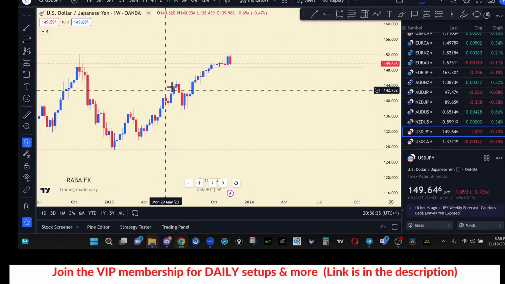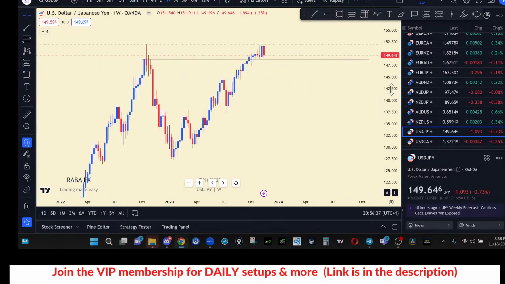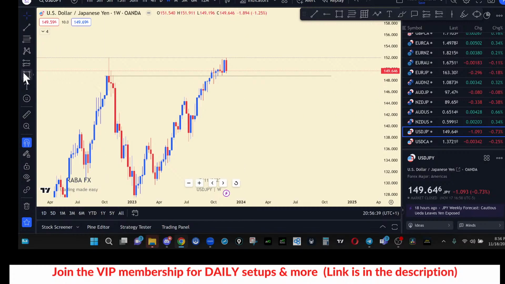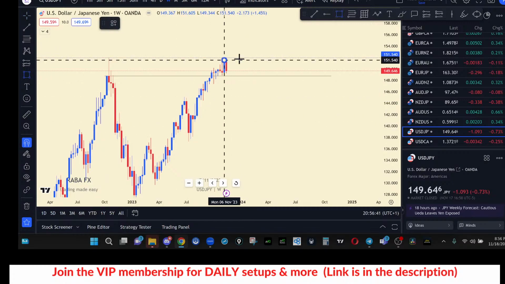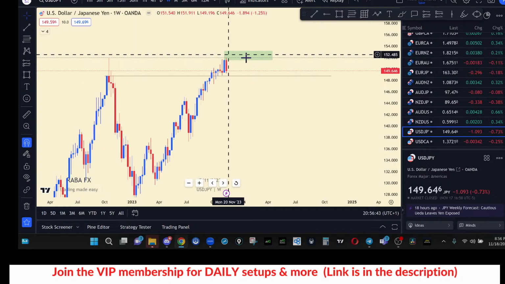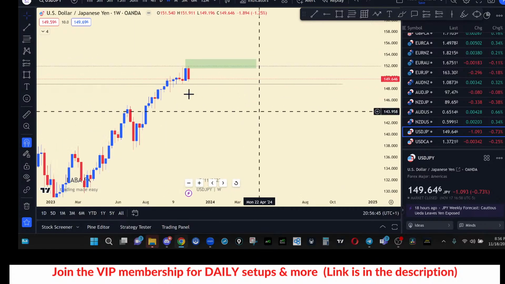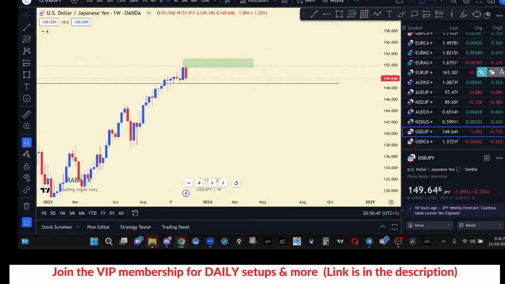Now on the weekly, we created a fresh resistance. Okay. So that means if price comes in here, we can look for sell. All right. We can look for sell. But remember, the weekly is still very bullish. So instead of looking for sell, why not buy from here, from this current level?